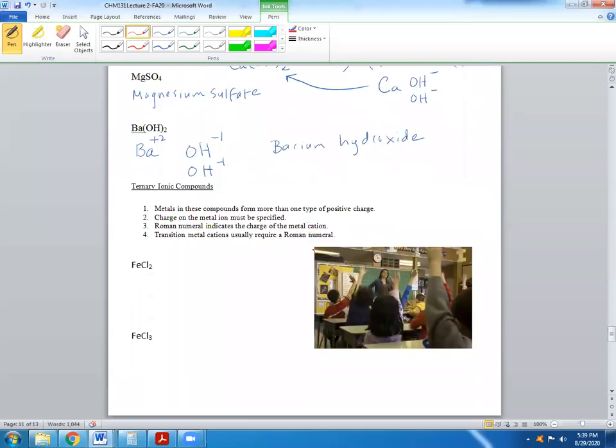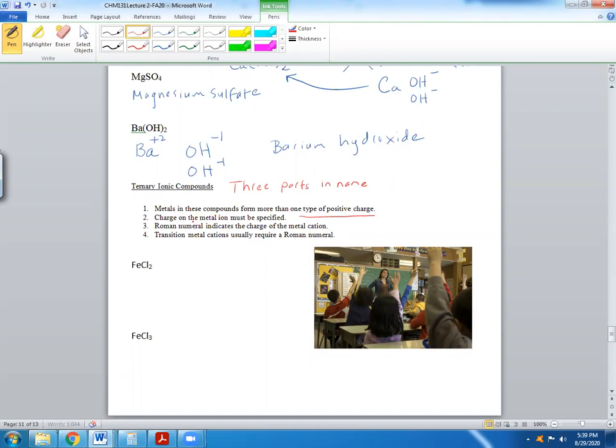Now, ternary ionic compounds. Ternary means three, so it means three parts in the name. What you need to pay attention to with this one is that the metals in these compounds form more than one type of positive charge. So they have variable charges.